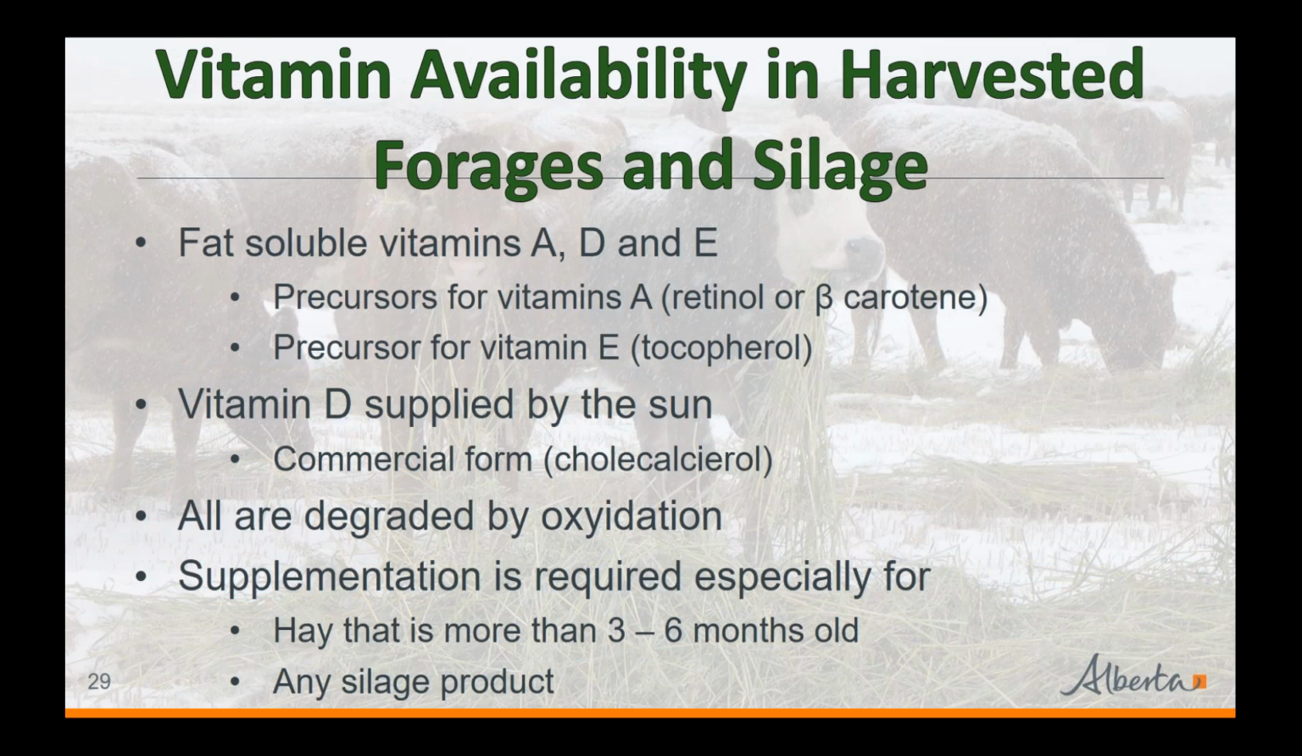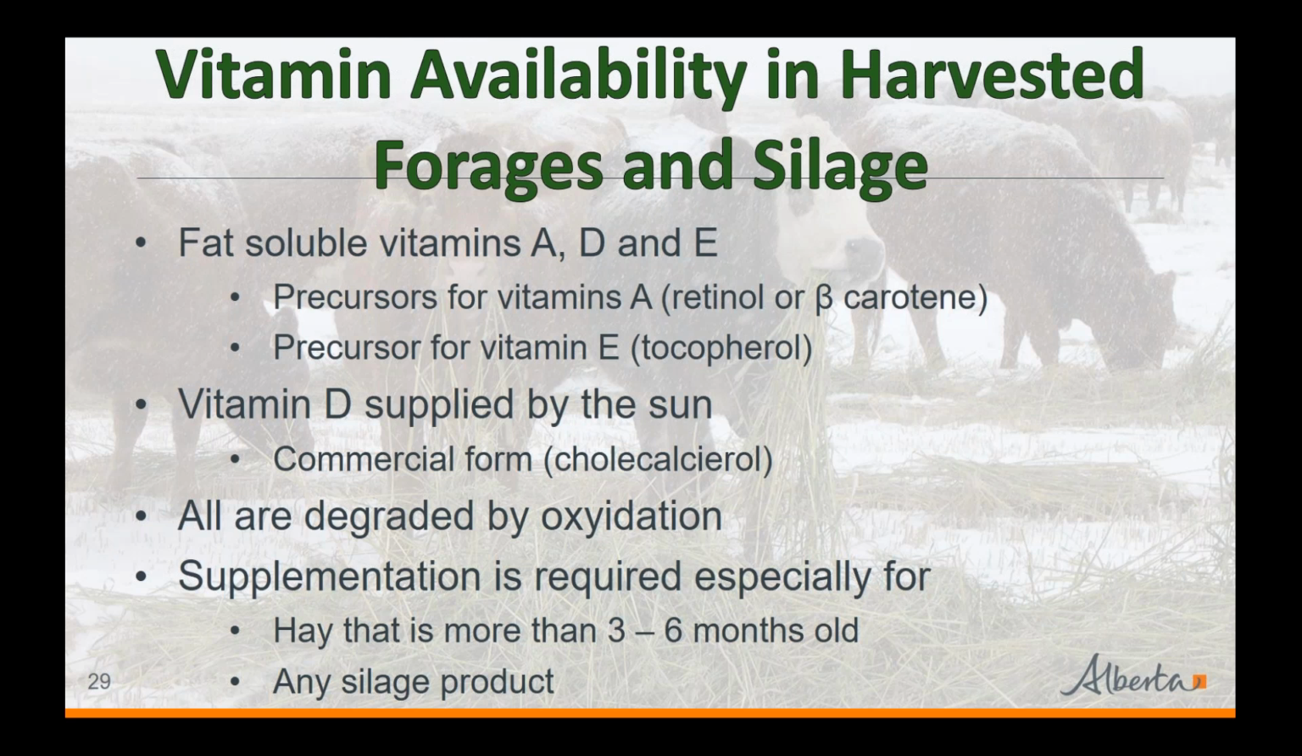We're more concerned about the fat-soluble vitamins, the vitamins A, D, and E. When you cut a hay crop or a green feed crop, there's always precursors for vitamin A, either the retinol form or beta-carotene form, and the vitamin E is tocopherol. Vitamin D is supplied by the sun. If you're looking at buying supplemental vitamin D, it's a form of cholecalciferol. Now, every fat-soluble vitamin is only stored in the body for a short period of time.